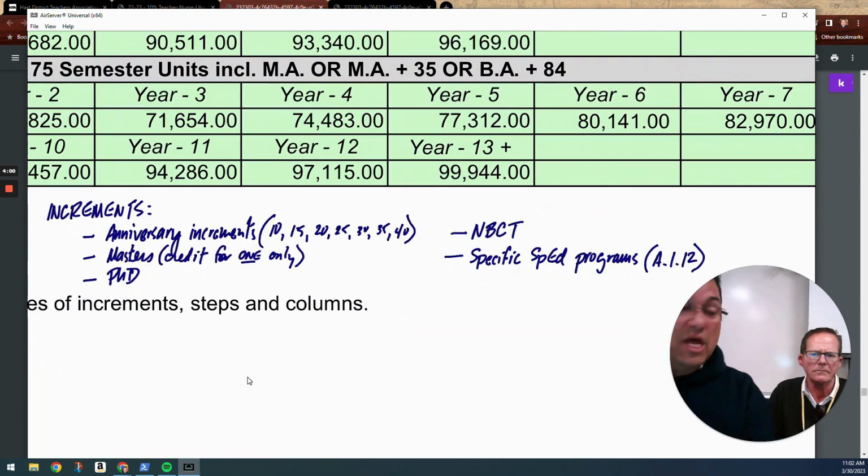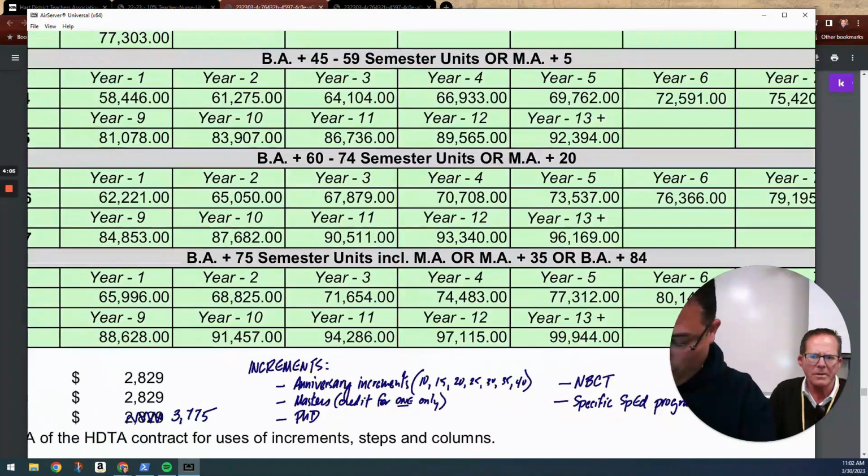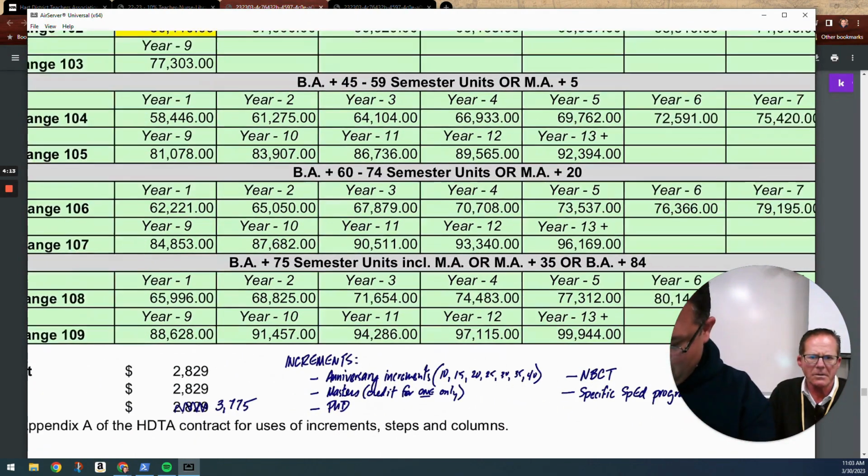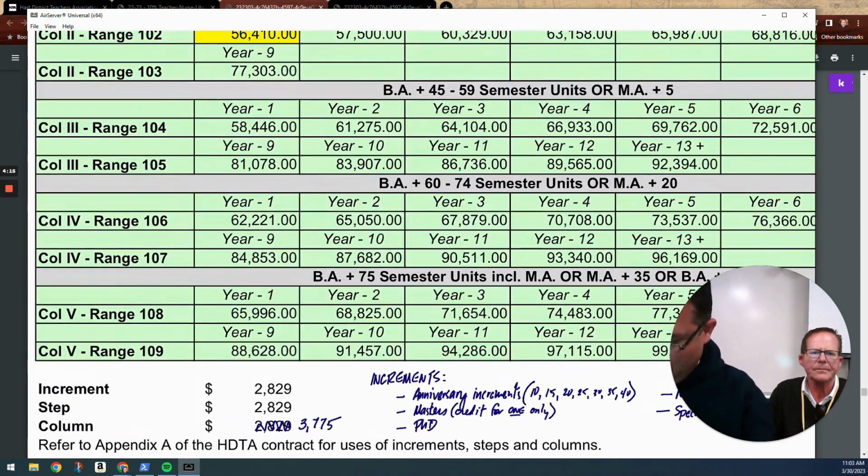Okay, so to give an example, let's say, John, that I've just completed my 11th year of teaching. Or I'm sorry, let me say I'm in year 11. And let's say that I have this level of education. Let's say that I'm right here. And so year 11, that's my base, right? So that's what I start with.